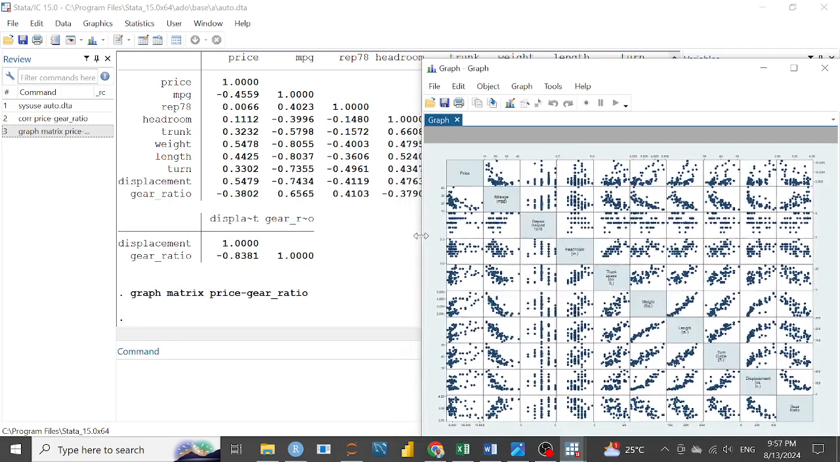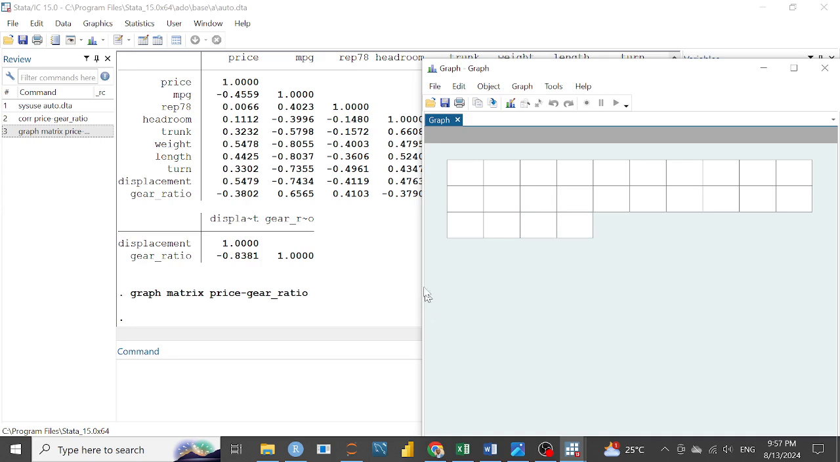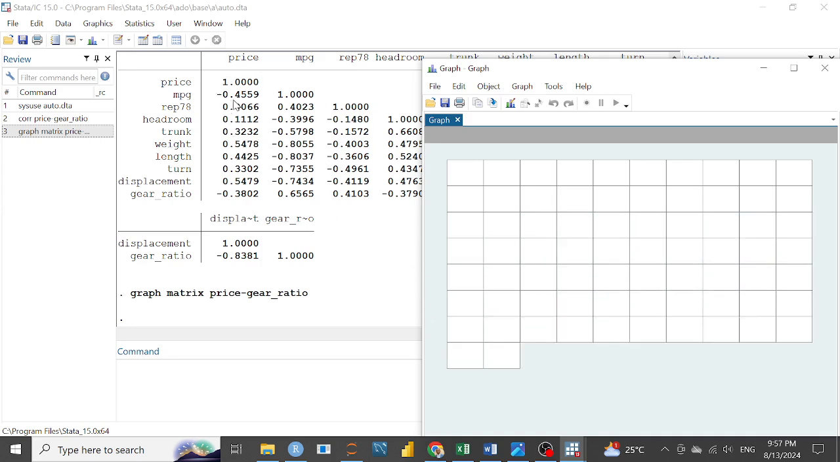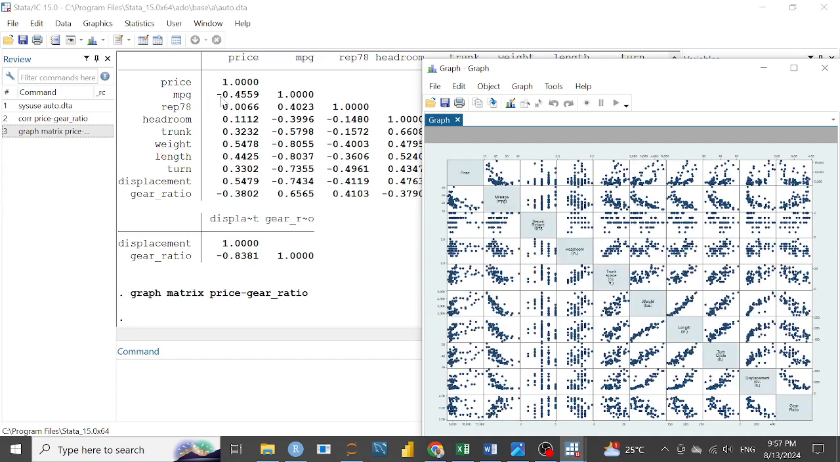See this, minus 0.4559 for price and mileage. You can see it. This is negative. You can see negative relation. Let me look for one positive here. This we had the price and weight, 0.54. This is price, weight is here. So where they meet is this. So this is it. This is positive. This 0.5, you can see it.